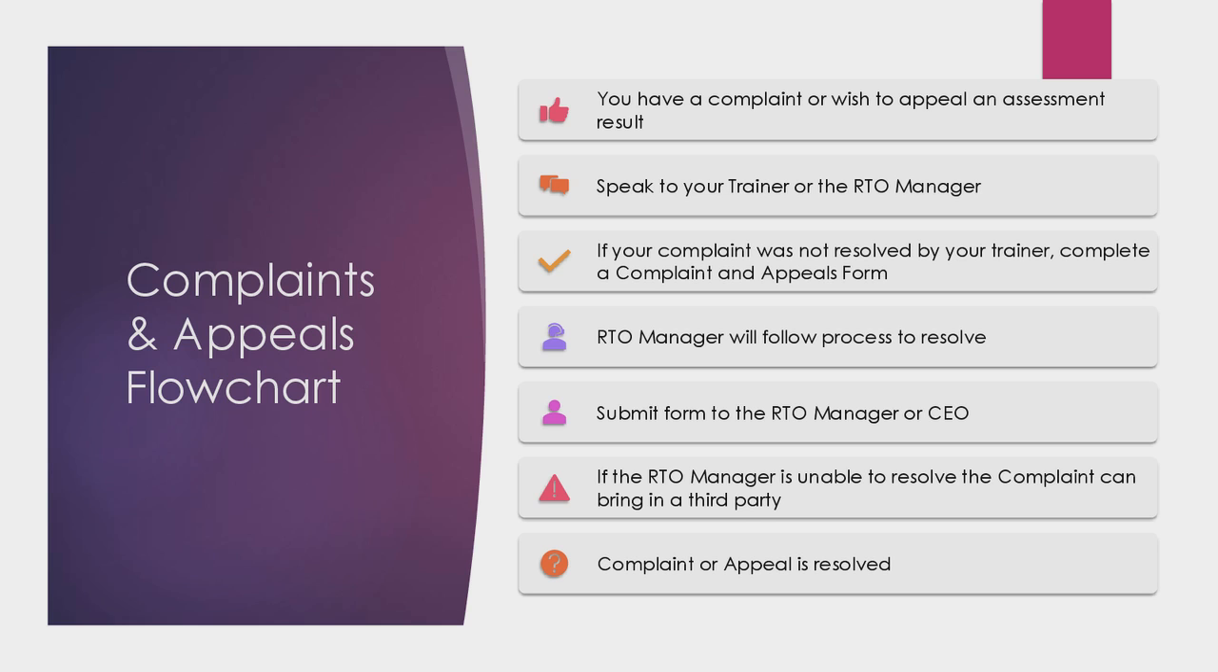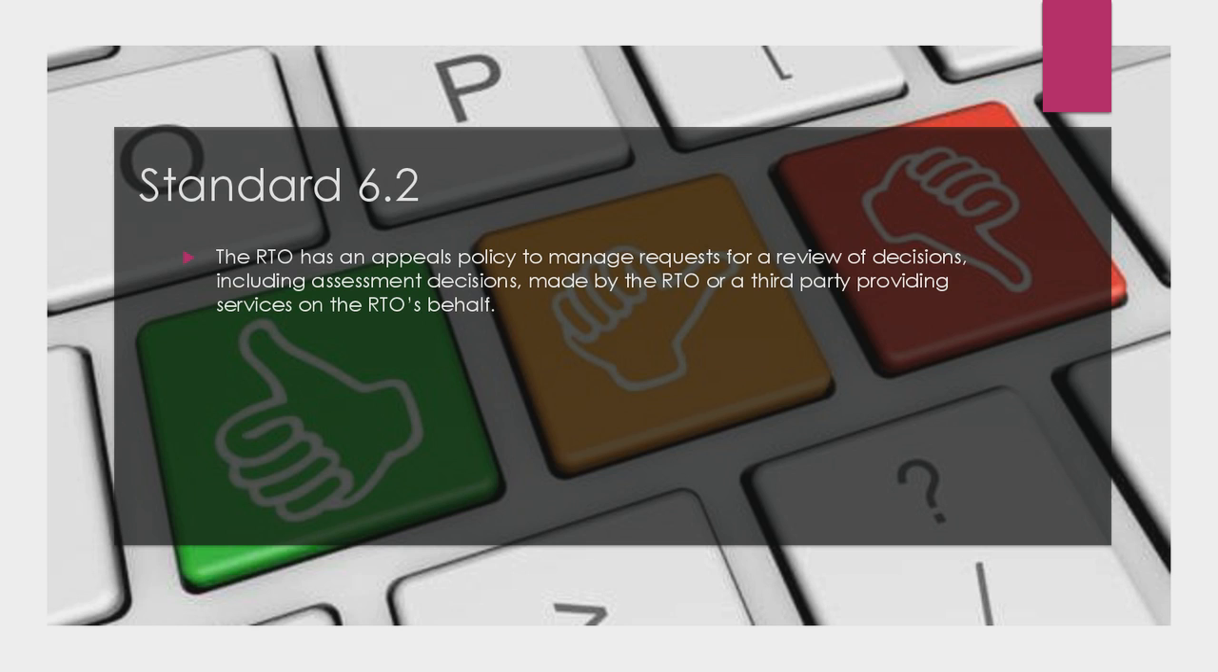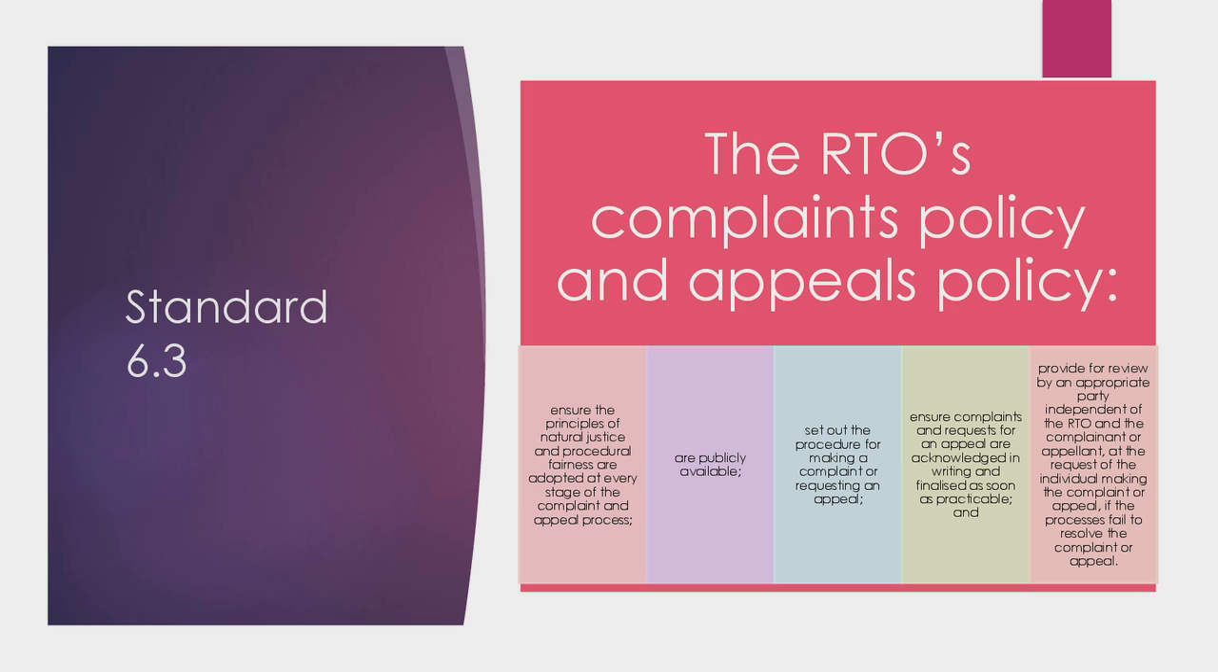Okay, that's the complaints and appeals. Standard 6.2, the RTO has an appeals policy to manage requests for a review of decisions, including assessment decisions made by the RTO or a third party involving services on the RTO's behalf. So I have explained this, you just have to have a policy and procedure in place that also includes the appeals policy. So we've done that. So you have the policy and procedure for that. Okay, standard 6.3, the RTO's complaints policy and appeals policy.